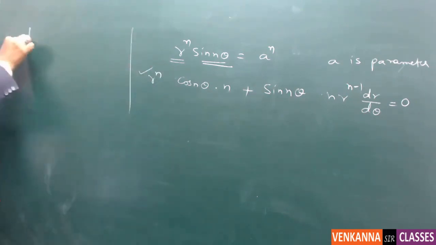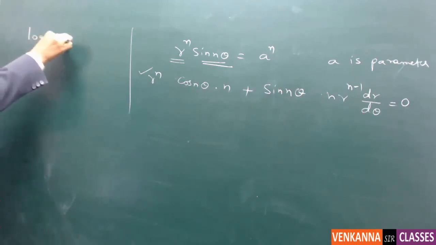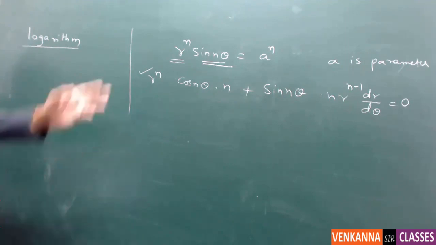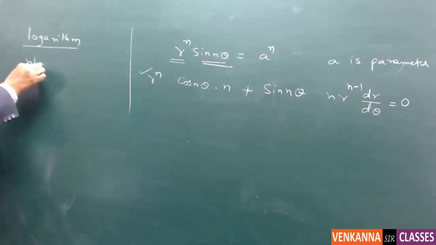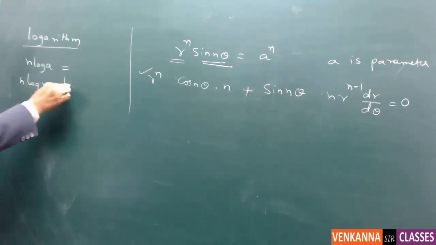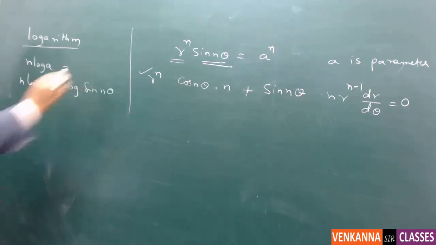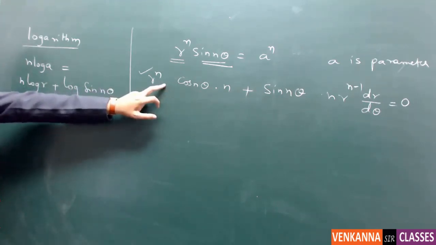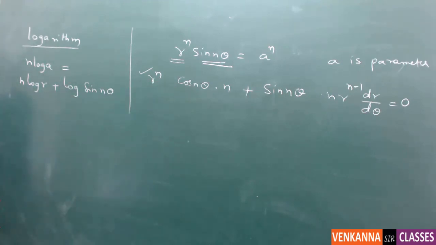Another way, you can apply logarithm on both sides too. That is also acceptable. If you apply logarithm on both sides, then on the right side you have n log a is equal to n log r plus log sin n theta. That also you can apply. Both are acceptable to get the same answer. Fine. So do you accept this differentiation or not? Yes or no? Right.